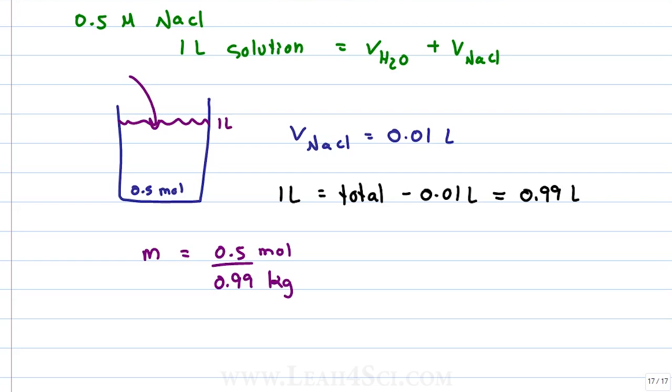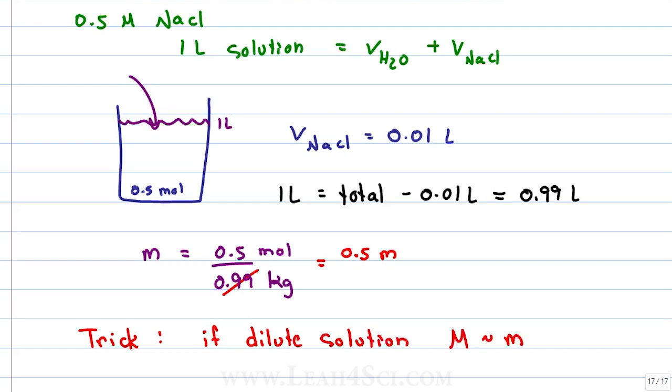Now, for the sake of the MCAT, close enough is good enough, and we would round 0.99 up to 1, which would still give us a 0.5 molal solution. But this is only the case when your solution is so dilute that the volume coming from the solute is negligible compared to the volume of the solvent. In fact, that's a good trick for the MCAT. If you're dealing with a dilute solution, just assume molarity and molality are the same and simplify accordingly. However, if the solution is not dilute, you can no longer make that assumption.